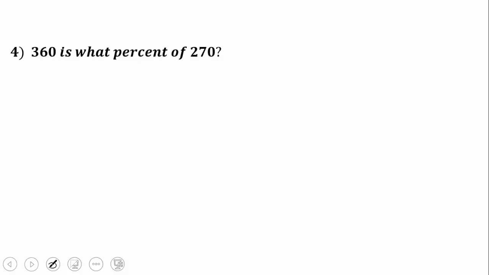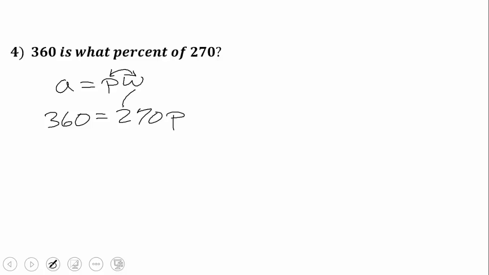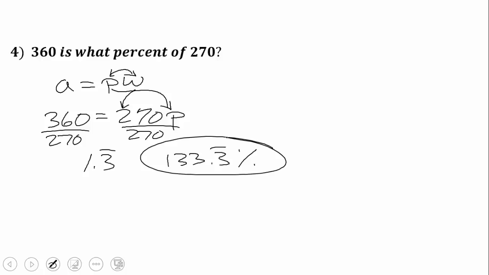One more time. 360 is what percent of 270? A equals PW. Okay? But remember, P and W are interchangeable. So 360 is what percent of 270? 270 times P. My whole is 270, my percent P. Dividing by 270 to solve this equation, 360 divided by 270 gives me 1.3 repeating. So that's 133.3 repeating percent. Okay? Got to write that decimal as a percent.